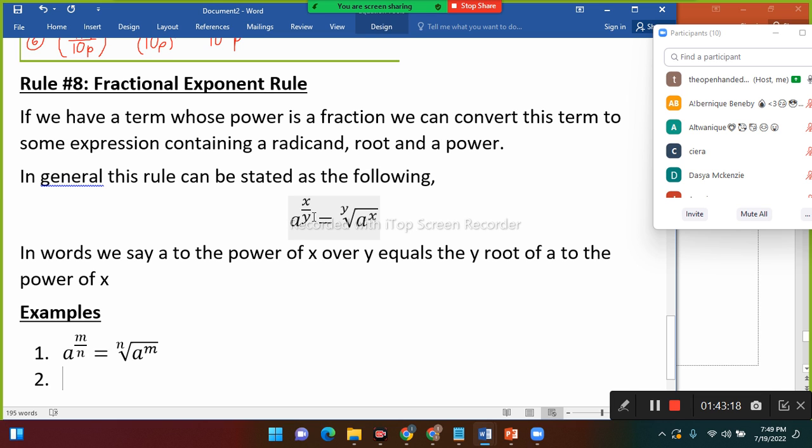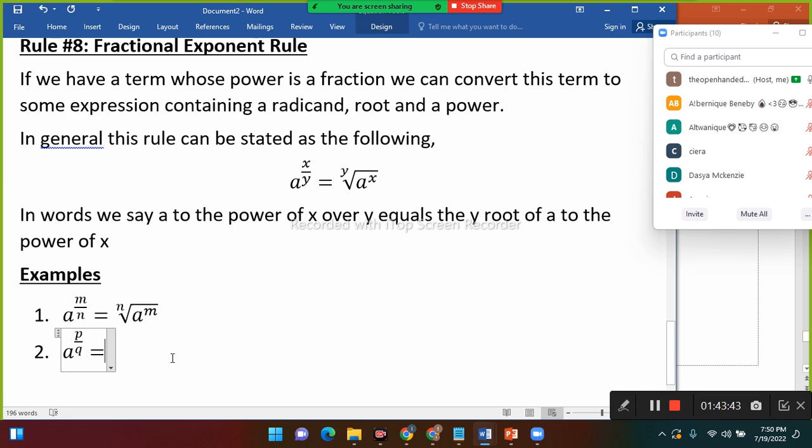So we used a here. What if I change the letter? Before I even change the letter, let's stick with a, because I want to introduce this thing very slowly. But I want to say p over q. Let's see if we can do this. I want a volunteer to help me with this one. So I have a to the power of p over q. What would that be?